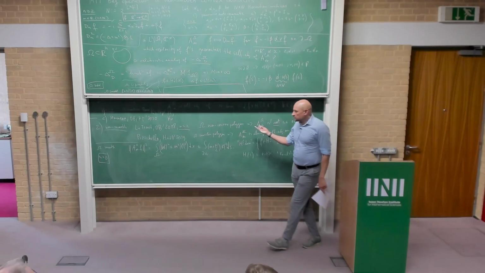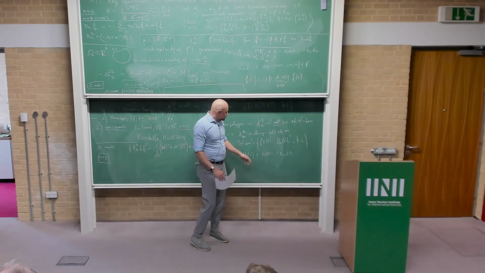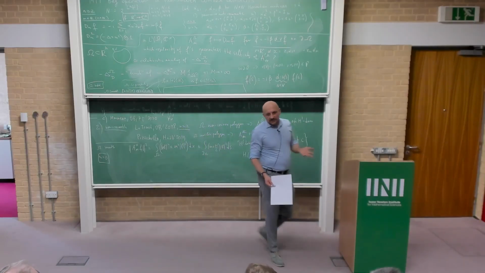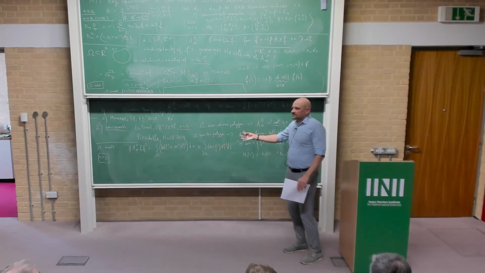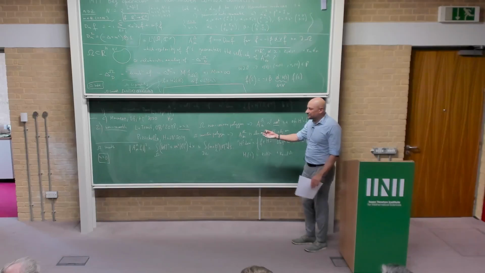Because if you are not in H1, simply this form is not defined. So it means that, for example, if you have non-convex polygons, or let's say in general non-smooth domains, this formula is wrong, which is not good. I mean, you want this formula to be valid.